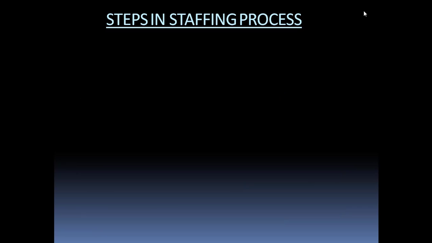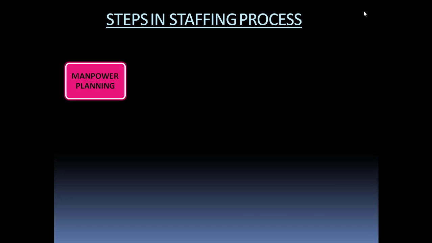employees, right? Now, steps in the staffing process. The first step is manpower planning, which I discussed earlier. Manpower planning is all about making plans for how much manpower, or human resources, or employees an organization needs at present and what its need will be in future. Based on that, plans are made and hiring is done in an organization. And for manpower planning, certain forecasting techniques are used, right?